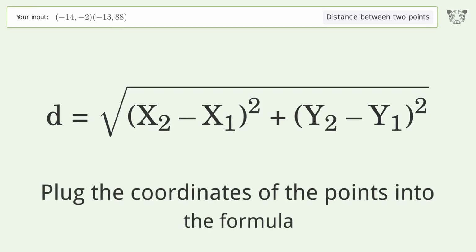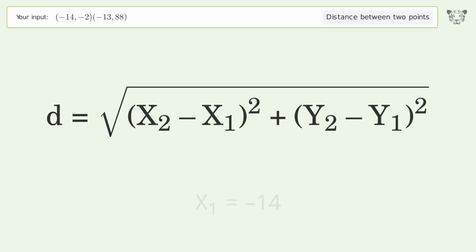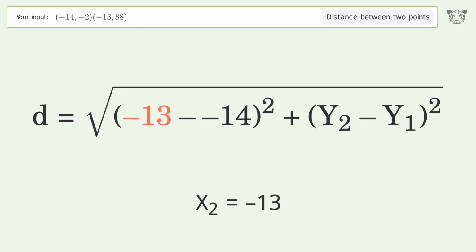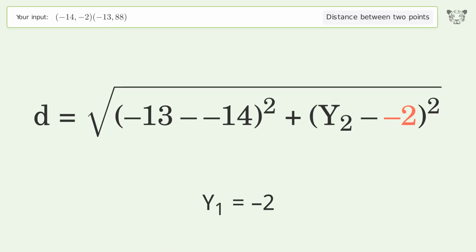Plug the coordinates of the points into the formula. x1 equals -14. x2 equals -13. y1 equals -2. y2 equals 88.